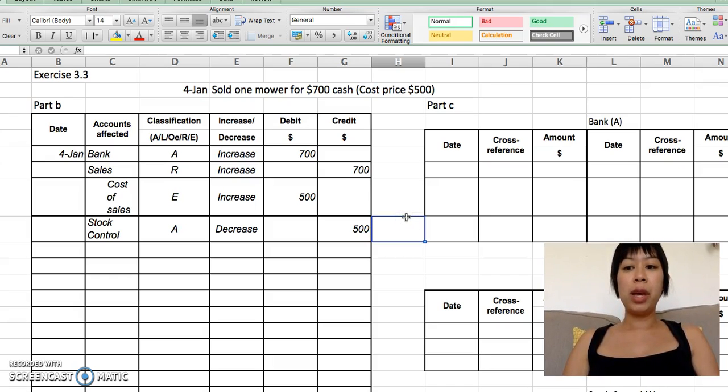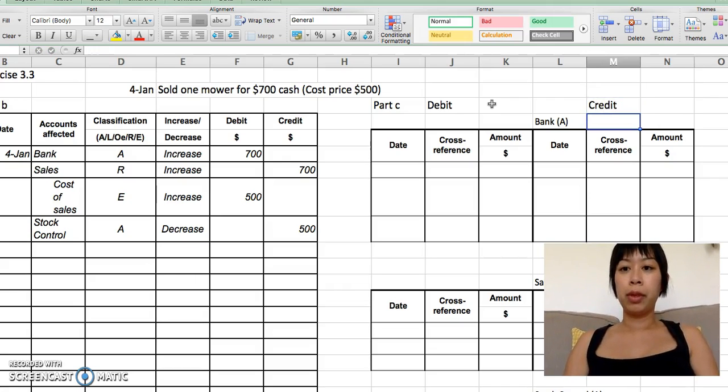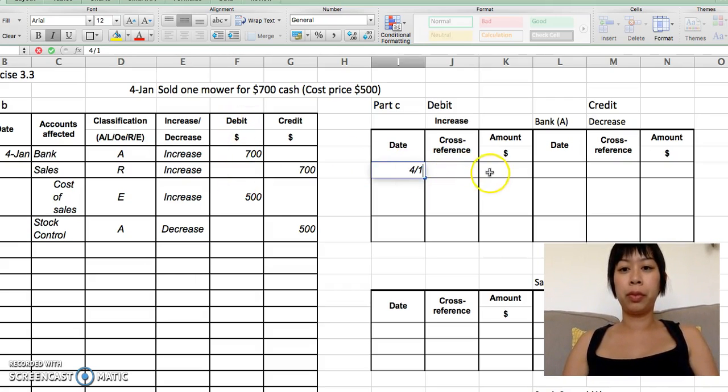Then we transfer this information into the ledgers. So if we go to the bank ledger, the way we read this table is it tells you that bank debit 700. Now remember the debit side is this side and the credit side is on the right hand side. Bank is an asset, it increases on the left and decreases on the right. So we're going to debit 700 bank on this side, 4th of January, $700, and it was paired with sales. So we're going to write sales as a cross-reference.